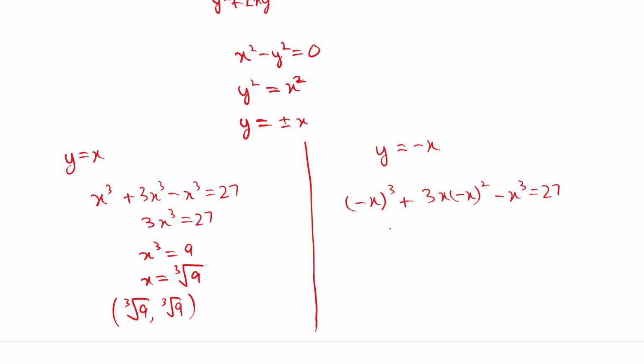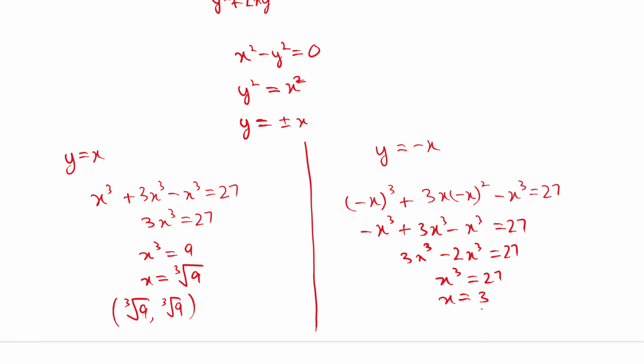So negative x to the power of 3 is negative x cubed, plus 3x cubed, negative x squared is positive x squared, so 3x cubed minus x cubed, and this is equal to 27. From here, negative x cubed minus x cubed will become negative 2x cubed. So 3x cubed minus 2x cubed is equal to 27. So x cubed is equal to 27. From where I can take the cube root of both sides, and we find that x is equal to 3.